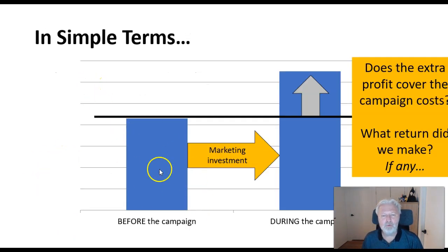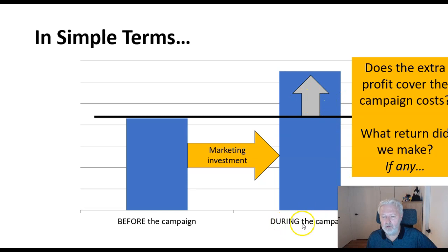In very simple terms, this is our sales and profits here. For example, before a campaign, we do something as a campaign, a sales promotion, a discount, whatever, and hopefully there is an increase in sales and profitability during the campaign and perhaps a little bit after it. So does the extra profit here cover the cost? What return did we make, if any? Return on investment can be negative. We can lose money, and that's why we need to look at it.